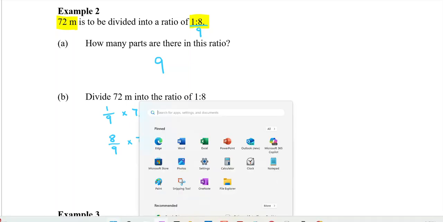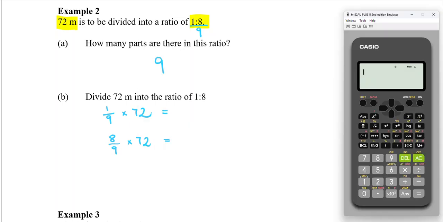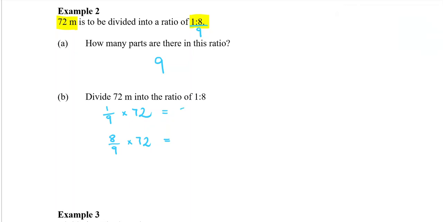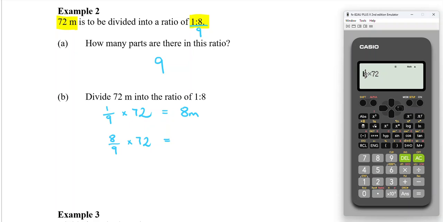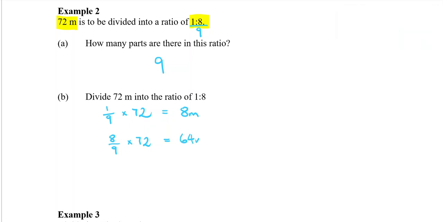So let's type this into our calculator. The first person gets 1 over 9, and we times that by 72. The first one is 8 meters. The second one, we just change that top number to be an 8, and the second amount is 64 meters.